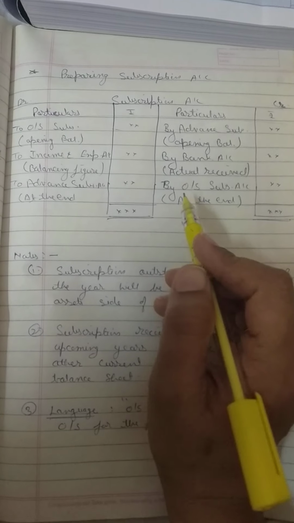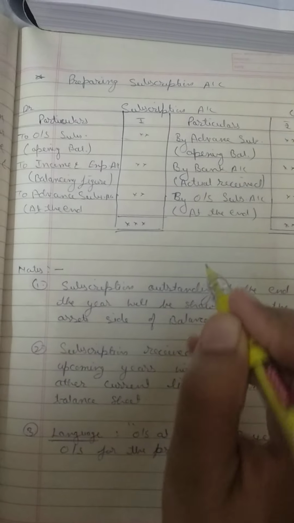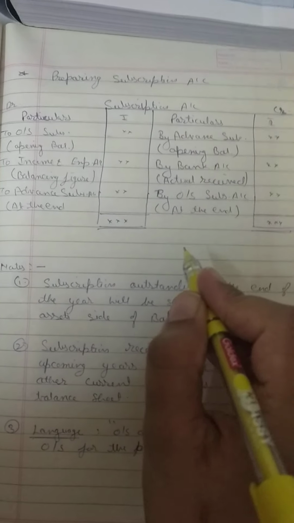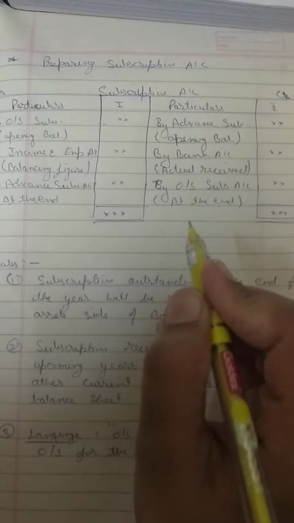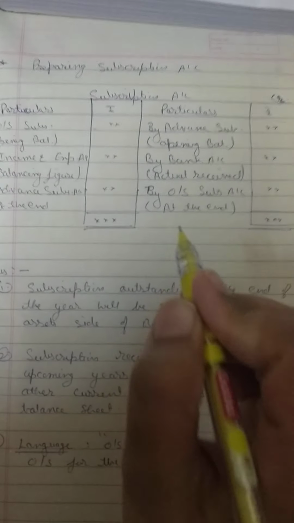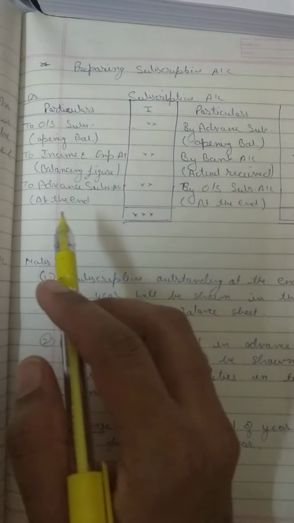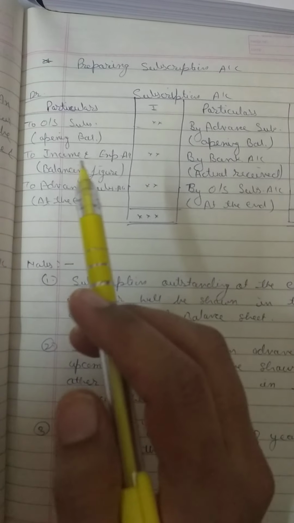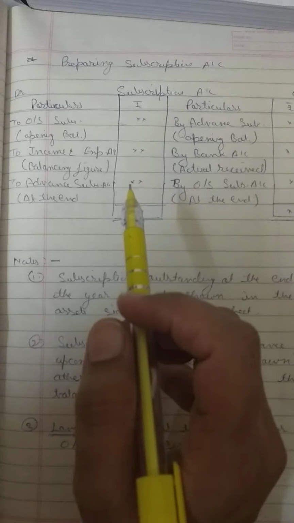The amount outstanding at the end of the year, which means on 31st March, may be of the previous year or the current year also. This amount may include previous and current year. So at the end of the year, the outstanding amount will be shown here, and any advance at the end of the year will come here. So income and expenditure will be the balancing figure. This is how we will calculate the subscription amount to be shown in the income and expenditure account.